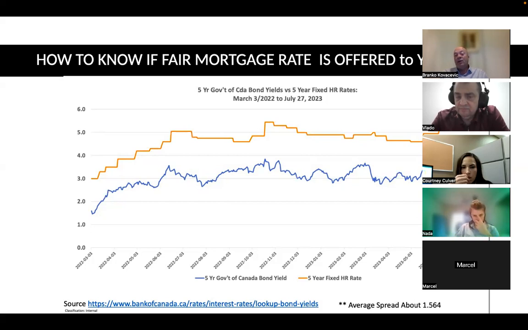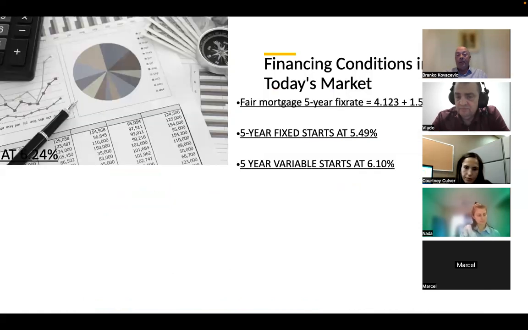So recently we saw that the Bank of Canada didn't increase the overnight rate, but mortgage rates are still on the rise. The reason is that there are things the Bank of Canada doesn't control, and that's inflation. Investors don't want to buy a low-rate product when inflation is higher. So that's the reason that spread has to be 1.56%. To calculate that, the bond rate today is 4.123% plus 1.569, which gives exactly 4.59%, which is the fair mortgage rate at the moment.